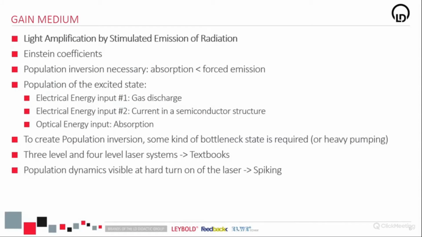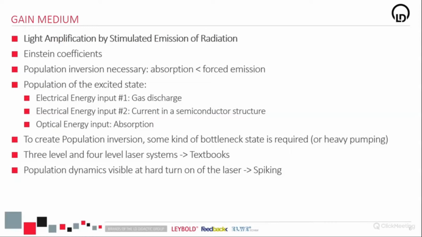Some more advanced topics I will not cover right now are Einstein coefficients, spontaneous emission, forced emission, and absorption, and what we need is a so-called population inversion. How to achieve this is either by a gas discharge, as in the helium-neon laser, or current in a semiconductor structure. We later have the neodymium pumped by a diode laser. And optical absorption is, of course, another way to create such a population inversion.